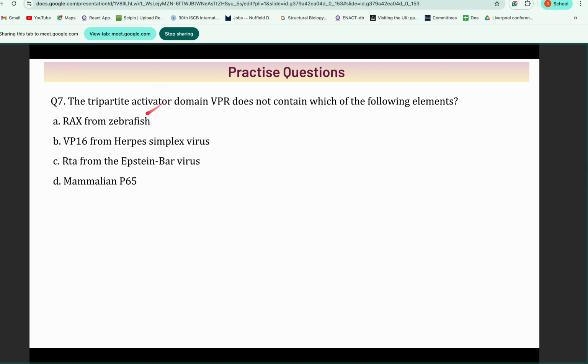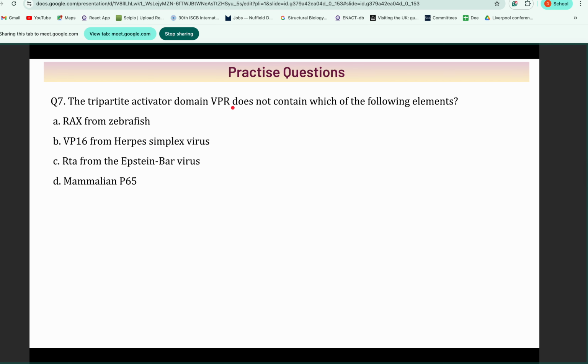Next question is, the tripartite activator domain VPR does not contain which of the following elements? Option A, RAX from the zebrafish. Option B, VP16 from herpes simplex virus. Option C, RTA from Epstein-Barr virus, and option D is mammalian P65. So you need to tell which element this VPR sequence does not contain.